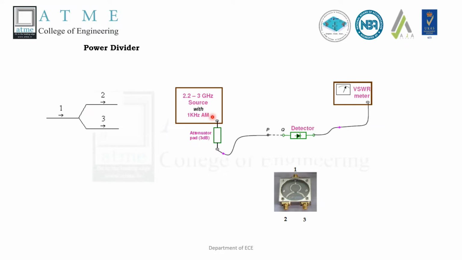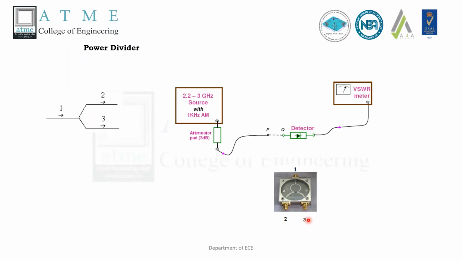Using the calibration graph, get the corrected values. The corrected values can be recorded as P1 dash, P2 dash and P3 dash. The power division from port 1 to port 2 is calculated as P1 dash minus P2 dash. The power division from port 1 to port 3 is calculated as P1 dash minus P3 dash.